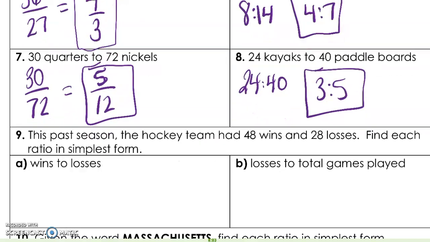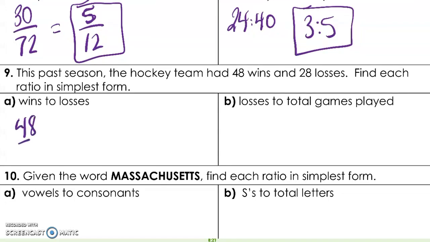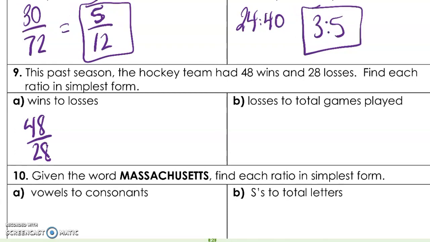All right, now number 9 has a couple of questions with it. This past season, the hockey team had 48 wins and 28 losses. Find each ratio in simplest form. So part A wants wins to losses. So that's just right in the order they gave us. So I'm going to put 48 to 28. And then again, we need to simplify that. It should simplify to 12 to 7. That's what I'm looking for, is 12 to 7.